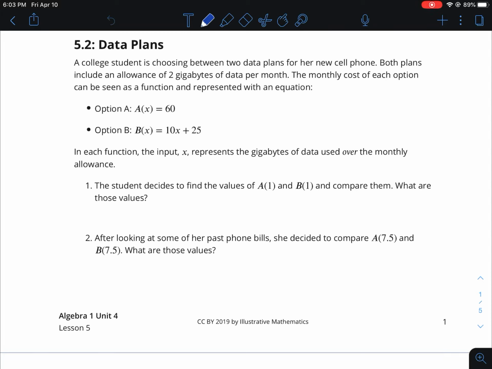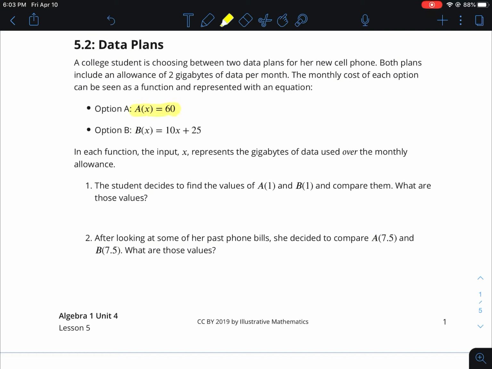All right, here's 5.2 data plan. A college student is choosing between two data plans for a new cell phone. They both allow 2 gigabytes of data per month. The monthly cost of each option can be seen as a function and represented with this equation.